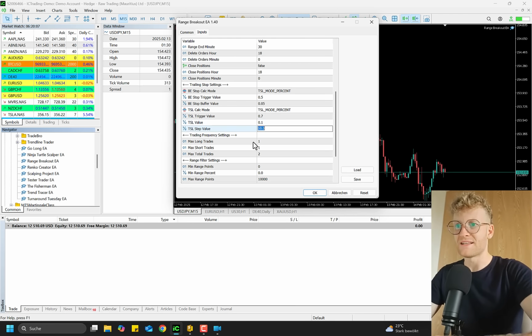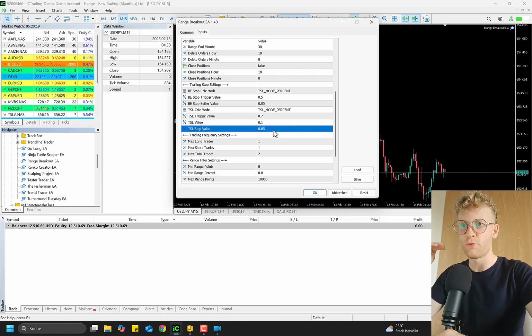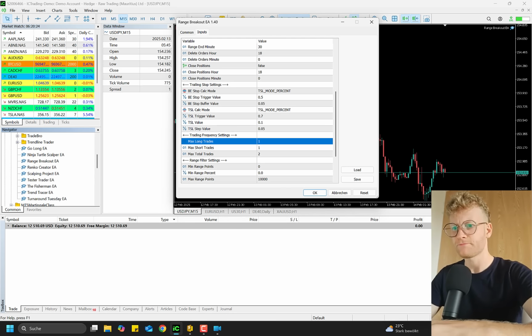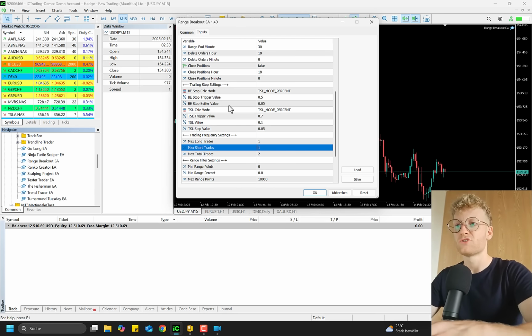And then we have a TSL step value, which would mean, for example, if we use the TSL mode percent, we could use 0.05, which means that the stop loss is only modified if it is then 0.05% better or more in profit than the previous stop loss. This is necessary, or can be necessary, because some brokers do not want you to send too many signals or too many orders. And if your broker limits the requests that you can send to the server, you maybe want to add a value here like 0.05% or 0.01 also. Just play around with this.